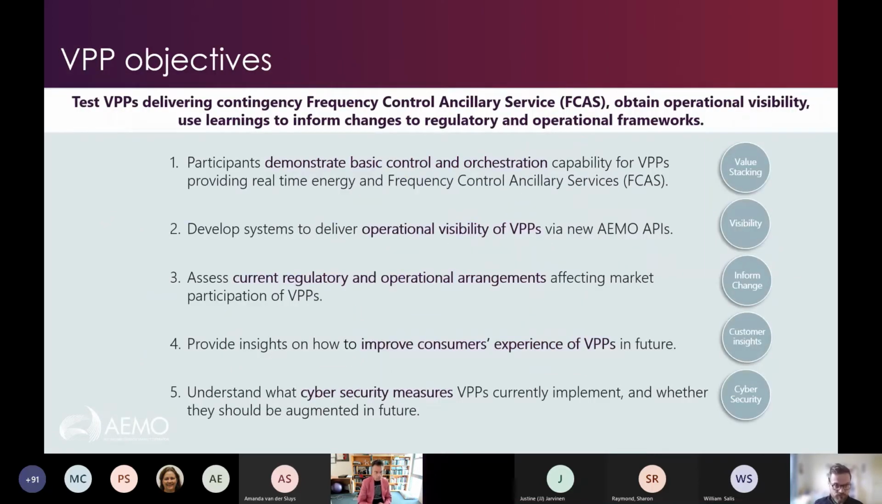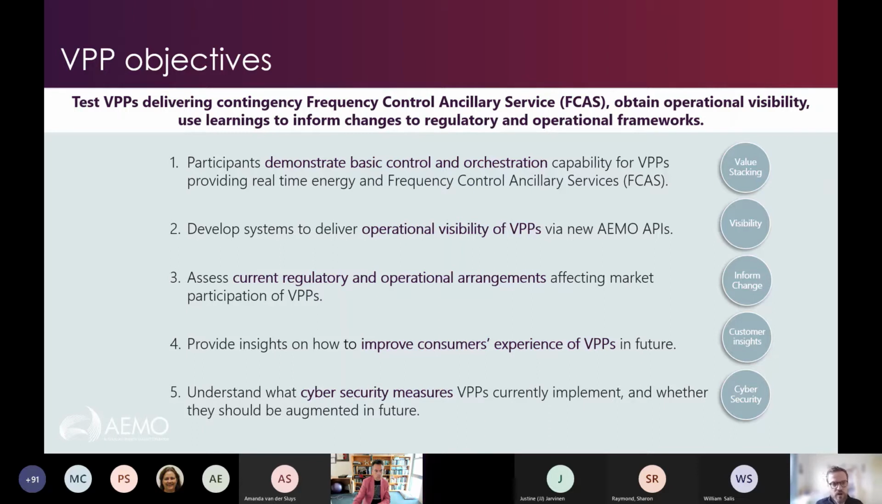And in that final design document, we had a number of objectives that came out of the consultation process. The overarching objective really was to test VPPs delivering contingency FCAS, frequency control ancillary services, and we established a trial specification to enable that. We wanted to obtain operational visibility of VPPs so that we can learn how they're behaving, how they're responding to energy price signals, and we wanted to use this data to inform changes to regulatory and operational frameworks. And that was the overarching goal.